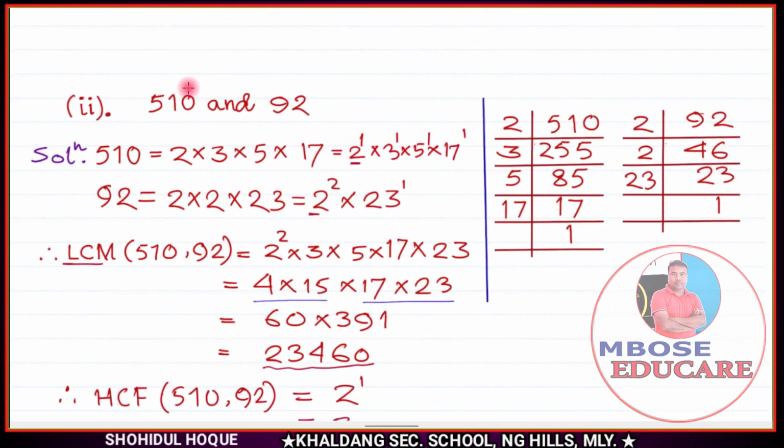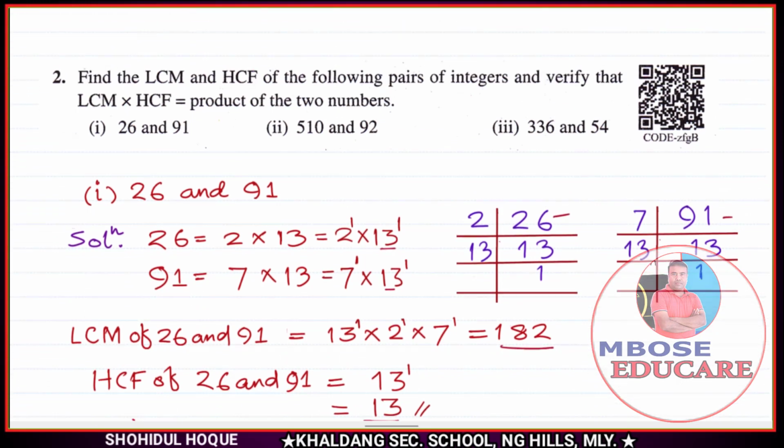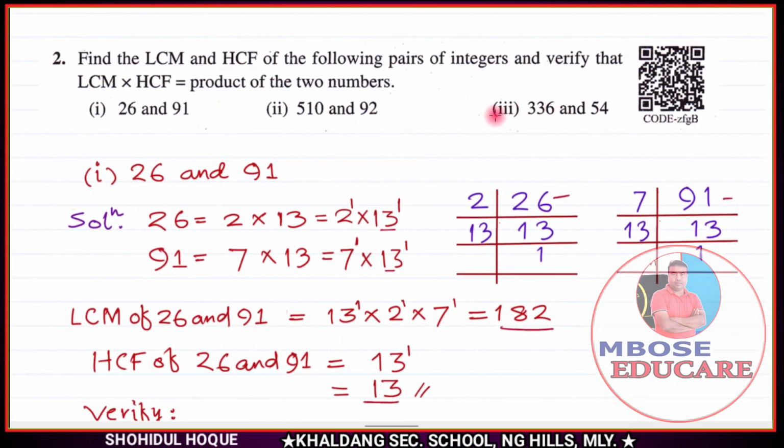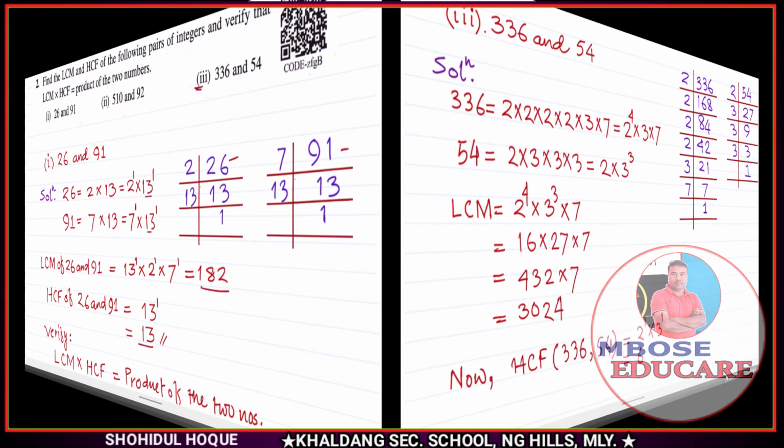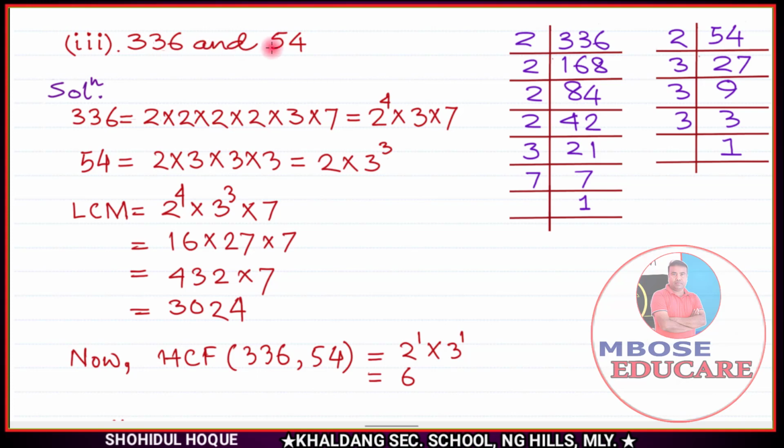Alright, question number 2, part number 2 is solved. Now the last part of question number 2 is left, that is part number 3, 336 and 54. Similarly you have to solve. Let's solve. This is part number 3, 336 and 54. First of all, we have to find out the prime factors of 336.